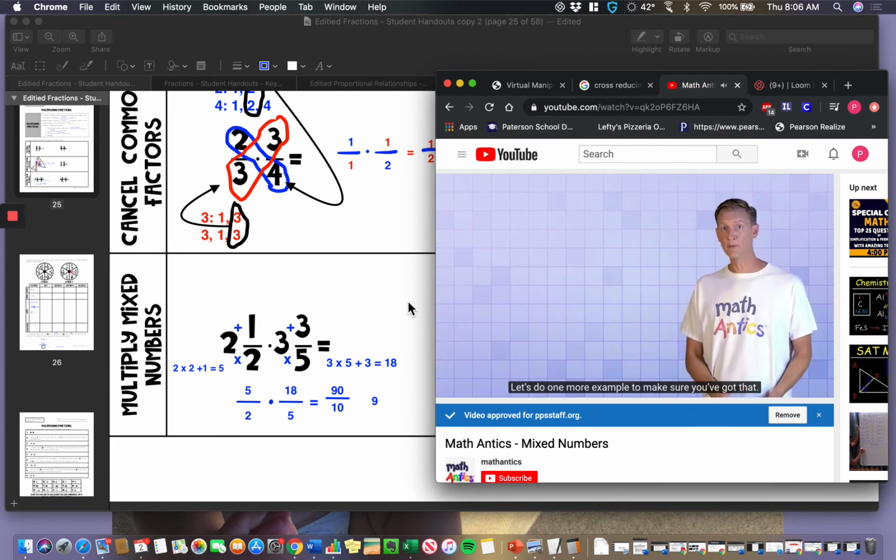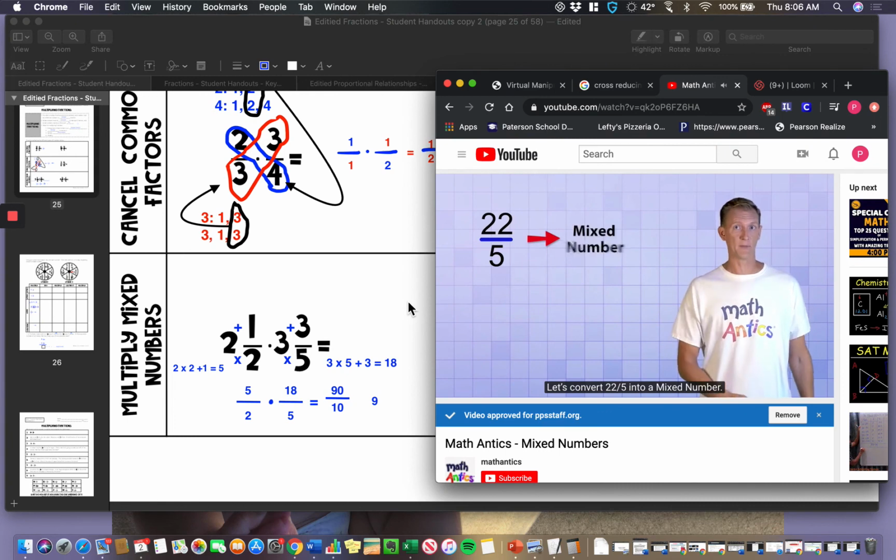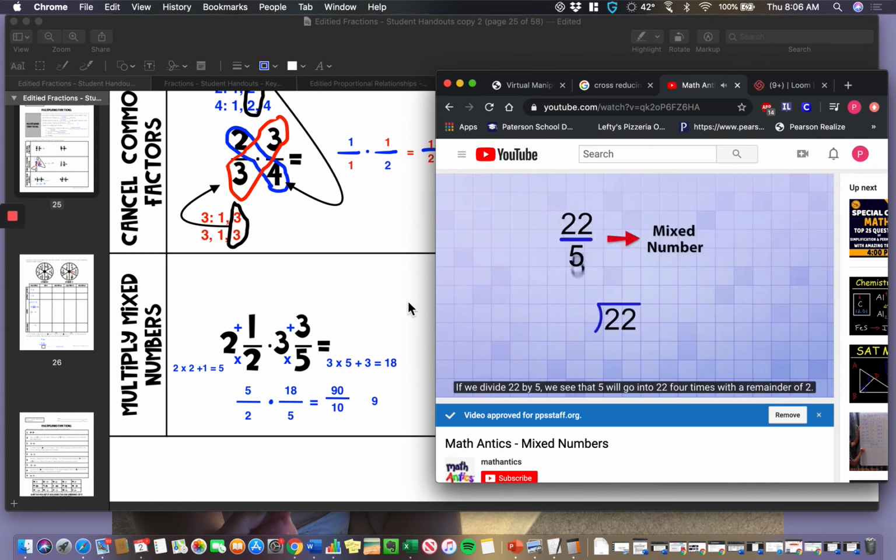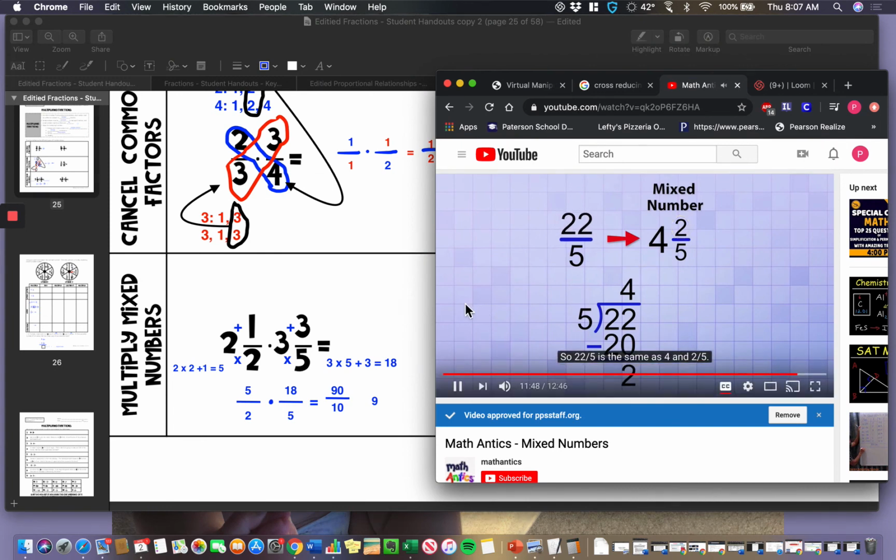Let's do one more example to make sure you've got that. Let's convert 22 over 5 into a mixed number. If we divide 22 by 5, we see that 5 will go into 22 4 times with a remainder of 2. That means that the whole number part of the mixed number will be 4, and the fraction part will be 2 over 5, because our remainder was 2. That's how many fifths will be left over. So 22 over 5 is the same as 4 and 2/5.